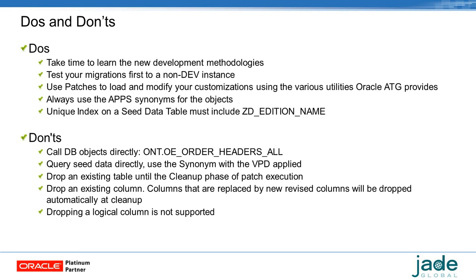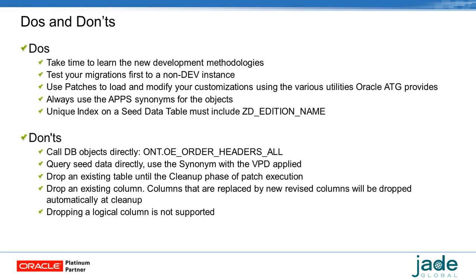And when you're converting your custom code as a seed table, as master data, for EBR enablement, Oracle will always introduce a unique index called ZD_EDITION_NAME. This is just like a WHO column. The way we have WHO columns in EBS tables, any table you create going forward will have this one more unique index called ZD_EDITION_NAME. That is for do's.